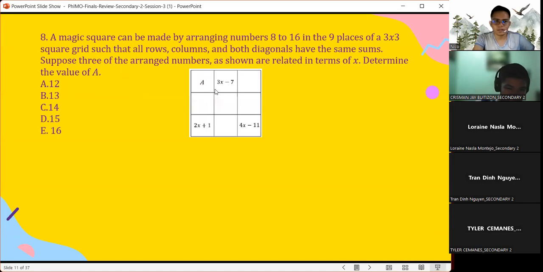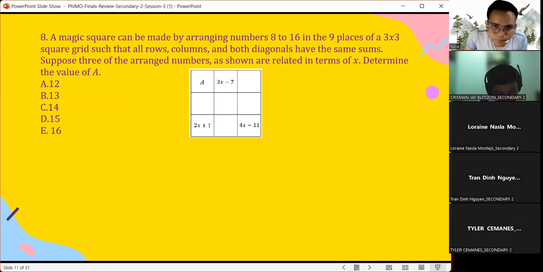Let's have number 8. A magic square can be arranged numbers from 8 to 16 in the 9 places of a 3 by 3 square grid. So the rows, columns, and diagonals have the same sums. Suppose three of the arranged numbers are shown as related in terms of x. Determine the value of A.